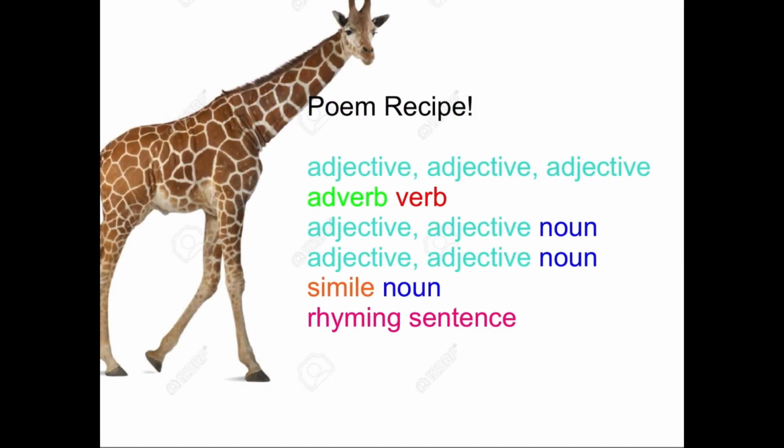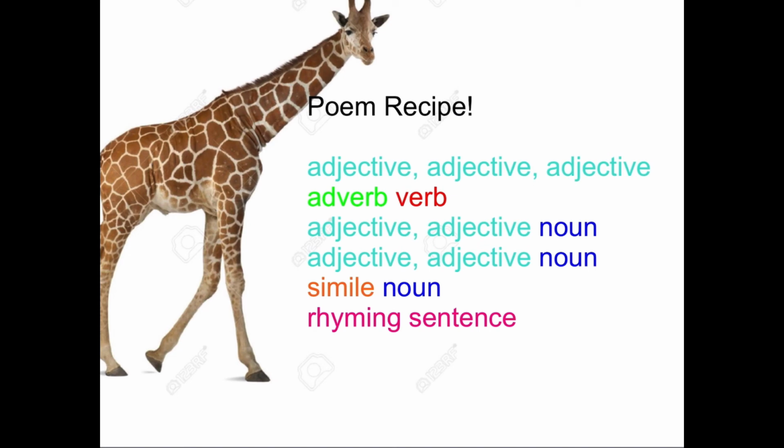If you want a challenge, here is another poem recipe. So you could have a go using this recipe instead. And this one goes adjective, adjective, adjective, adverb, verb, adjective, adjective, noun, adjective, adjective, noun, simile, noun, rhyming sentence. So if you want a challenge, that is a real challenge. I've had a go at doing that for a giraffe.